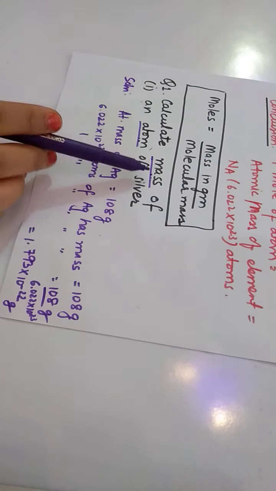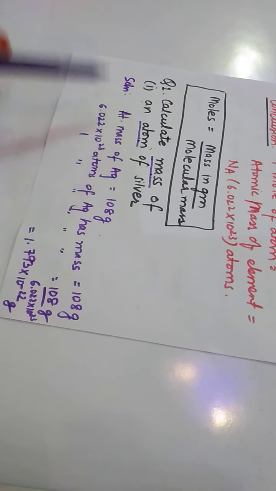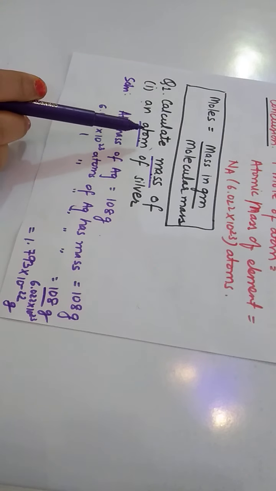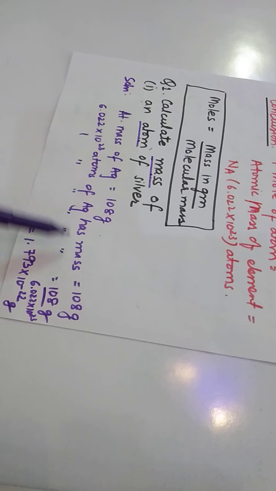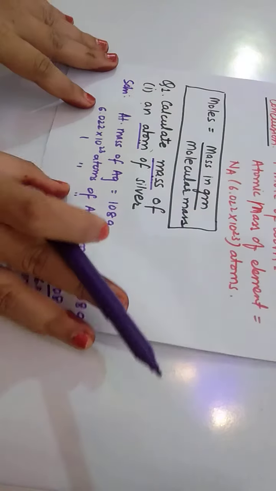So what is asked? Mass. That will be on the right side, and with the help of which, an atom, whenever this term is there, you will always use Avogadro number. So Avogadro number of silver atoms has mass 108 grams. So 1 atom of silver, which is asked, has mass how much? 108 divided by Avogadro number. This will be the answer you will get.